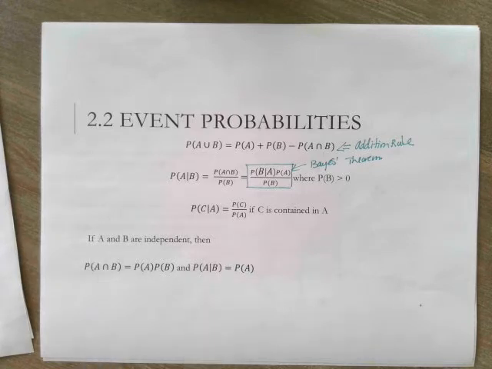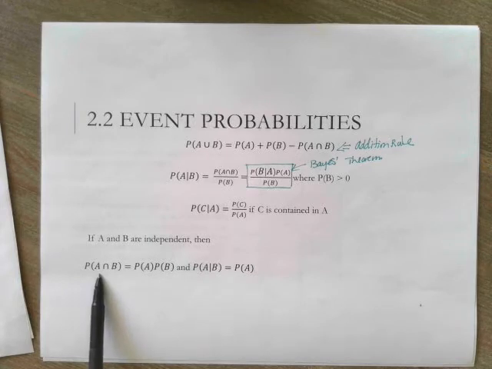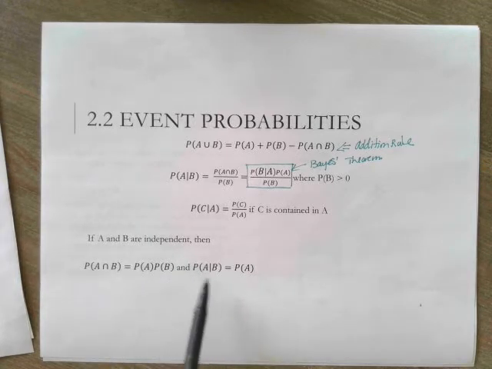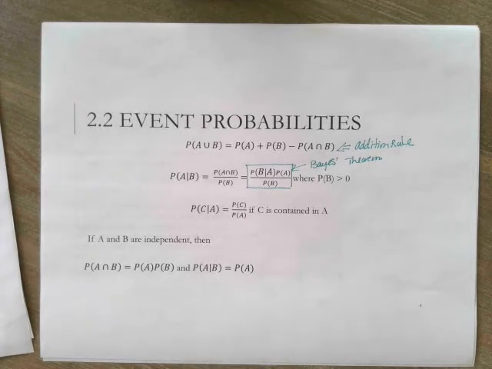Finally, if A and B are independent, then we have these relationships: the intersection of A and B, if they're independent, we just multiply those probabilities, and the conditional probability of A given B is just the probability of A. All right. Last slide of this very short lecture.